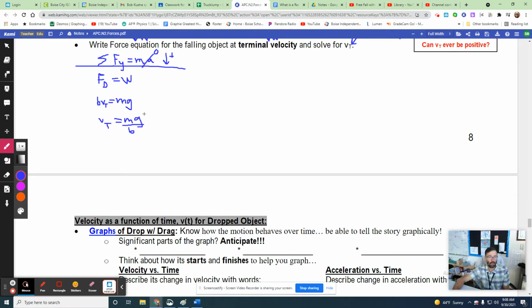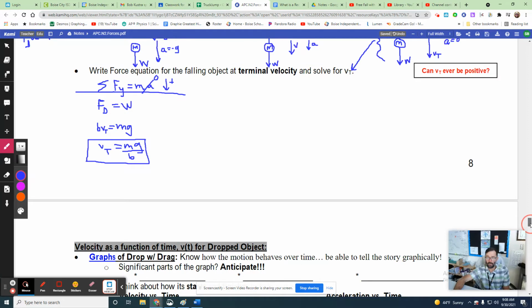Okay, so we get to this equation right here. And that's our terminal velocity. And over here we say, can terminal velocity ever be positive? So I guess if we're saying positive is the up direction, maybe this is positive y-axis over time. Okay. Well, this is the positive y direction is up, and this is the negative y direction.